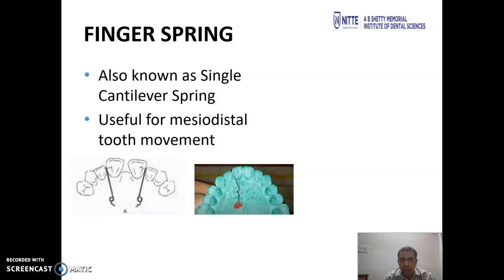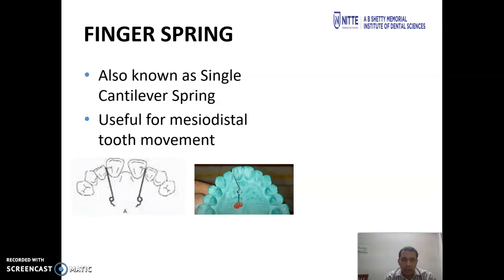Now we come to the various types of springs which are very commonly used. Some of the springs we will be fabricating as part of the practice class. This is one of the springs which we fabricate. Finger spring, also known as a single cantilever spring, useful for mesiodistal tooth movement. We'll see the parts of the spring. If you notice the spring, the helix should always be facing opposite to the direction of tooth movement. If you want to move the tooth in the mesial direction, the helix should be facing distally.